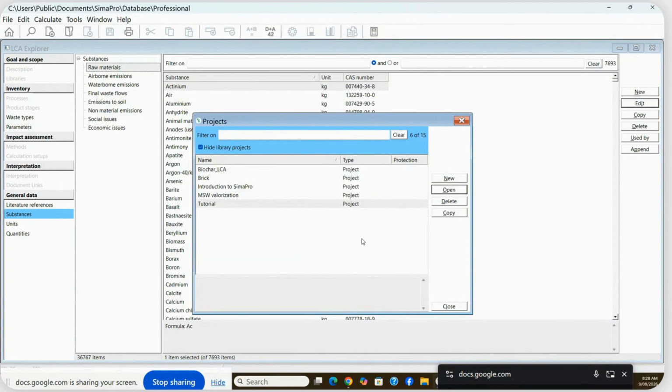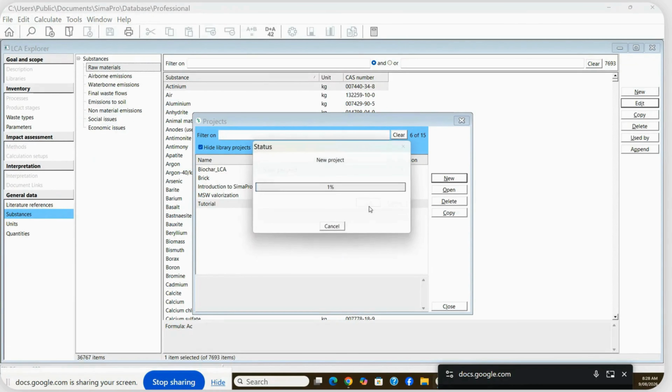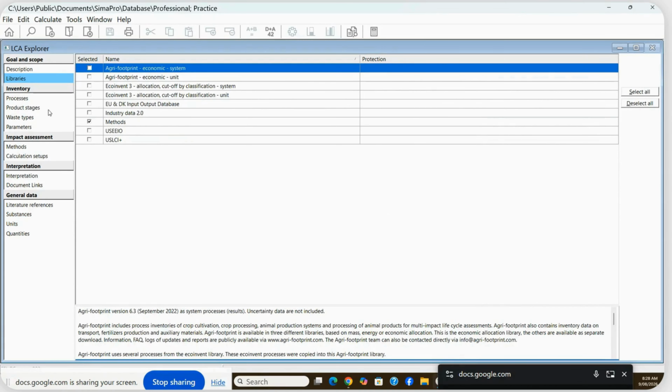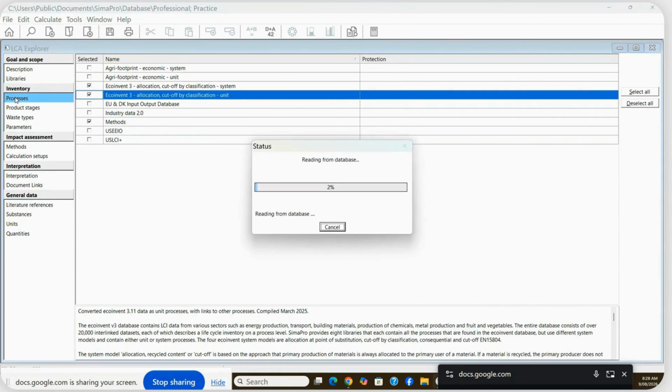Now, let's look at the infrastructure database in ecoinvent. When you open SimaPro, you can find this type of display. You can either start work with an existing project or a new project. For me, I want to start with a new project. So I created a new project and named it Practice. Since I am going to analyze the ecoinvent database only, I deliberately did not select other libraries. And don't forget to check the Methodology tab.